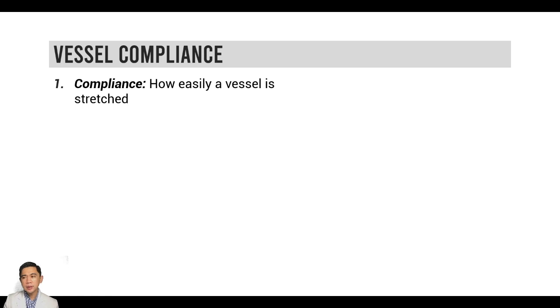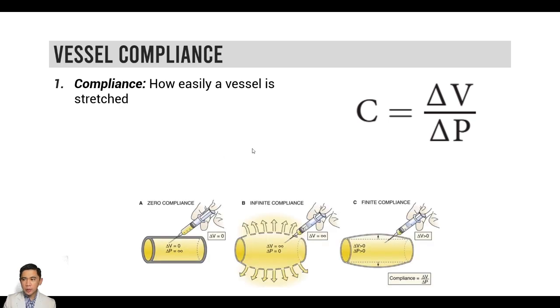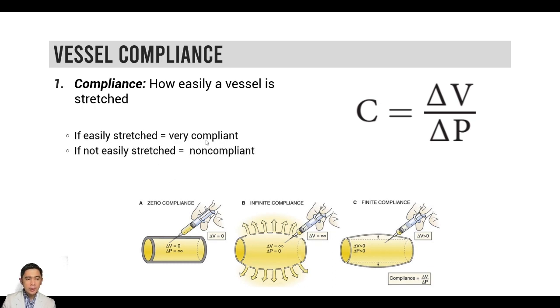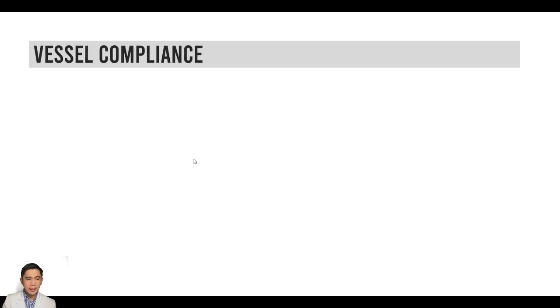So compliance is defined as how easily a vessel is stretched. If we have to put it in an equation, compliance is the change of volume over the change of pressure in a vessel. So if we take a look at this figure, if we put fluid into, let's say, a balloon and it stretches, it is said to be compliant. So if it's easily stretched, it is very compliant. But if the vessel is not easily stretched, then it is non-compliant.